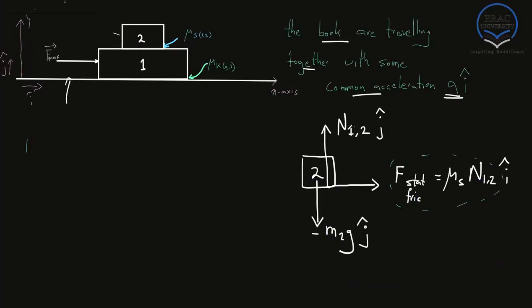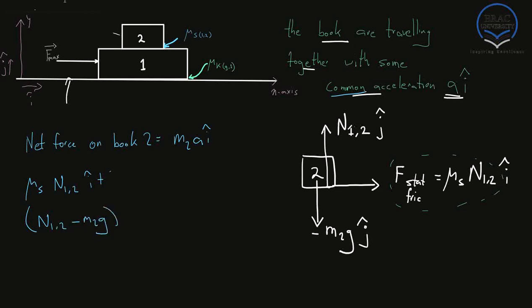So once again, for book 2 you have the net force on book 2 equal to m2 times a i hat, right? Because they're moving with, of course, once again, common acceleration, a i hat. So you have mu_s n_1,2 i hat plus you have n_1,2 minus m2g times j hat equal to m2 a i hat.